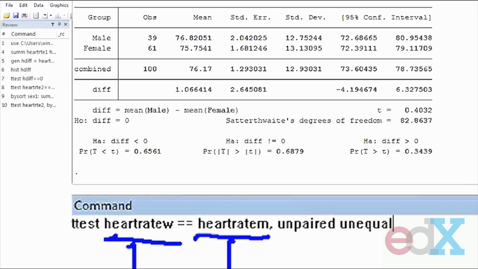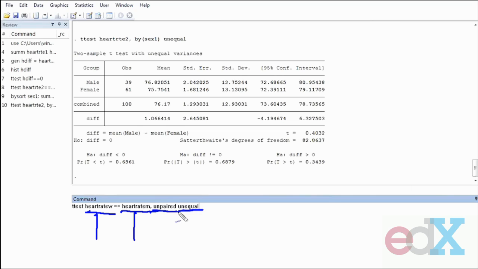Then we have to tell Stata, which will by default do a paired t-test, that this is unpaired, we want to do an independent t-test. And once again, we want unequal variances. So this is how you perform a t-test if you had heart rate for men in one column and heart rate for women in the other column. Remember to use that unpaired option, otherwise Stata will perform a paired t-test, which is what we don't want in this case. And that's all for this tutorial.